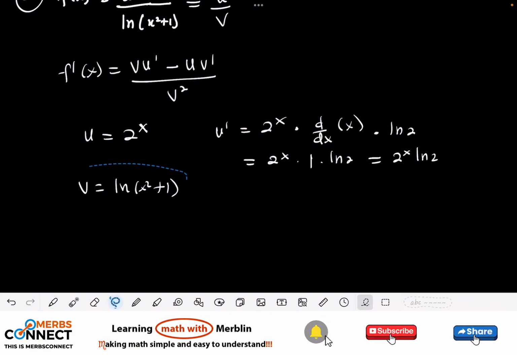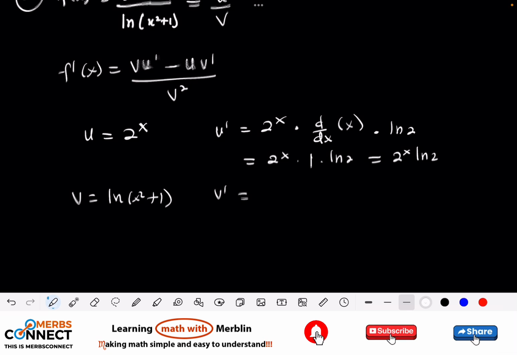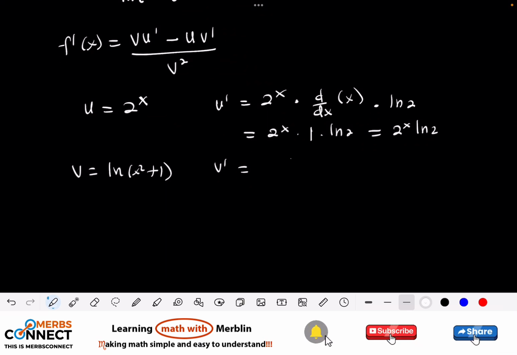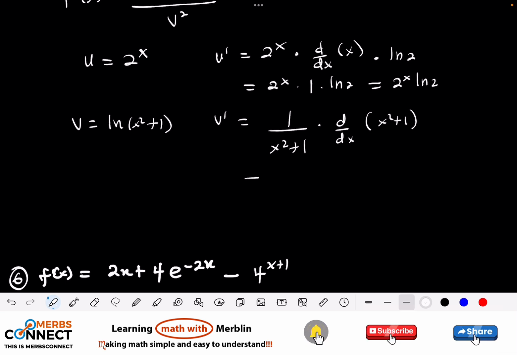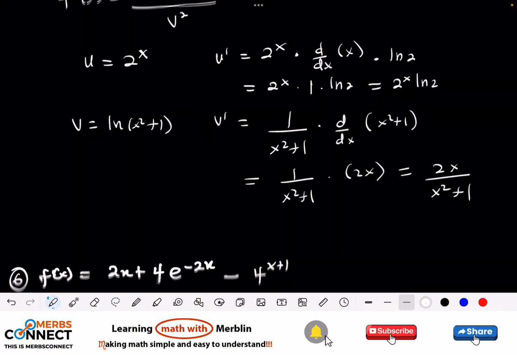Then now let's talk about differentiating v. So what is v prime? We learned how to differentiate a ln function: 1 divided by what is inside the parentheses times the derivative of what is inside the parentheses. Very simple. So this is going to give us 1 divided by x squared plus 1, times this one, which will be 2x. Simplify, and we are going to have 2x divided by x squared plus 1.